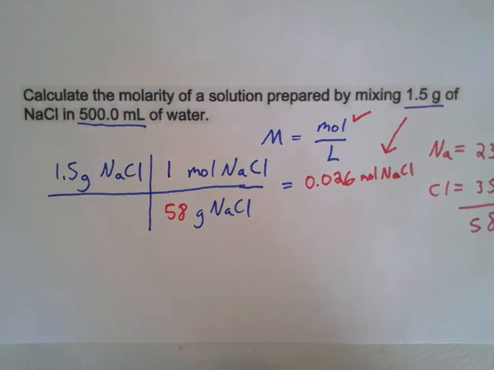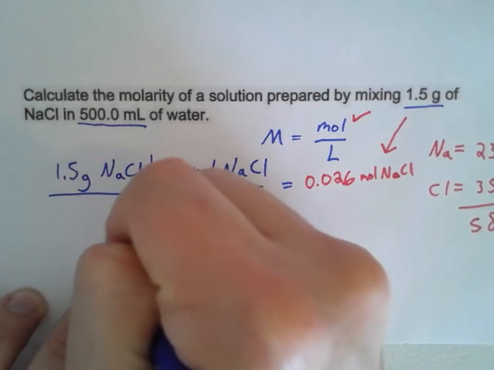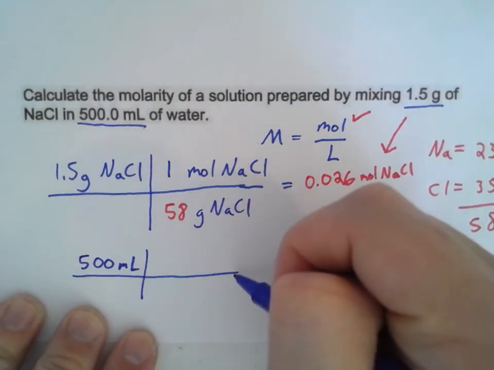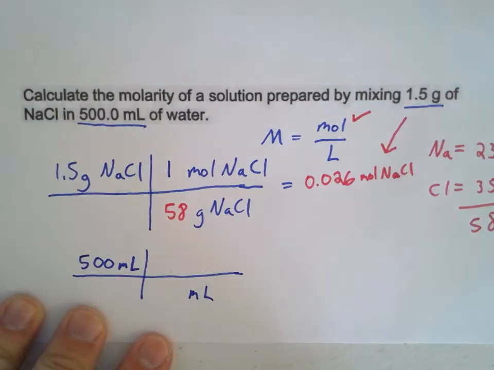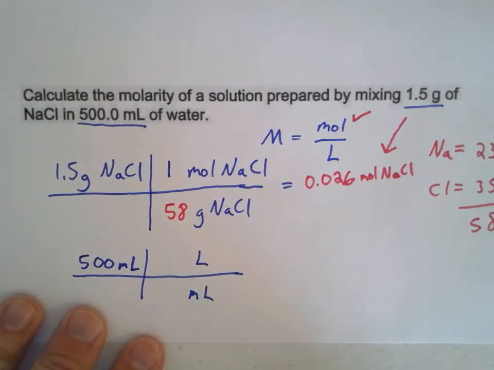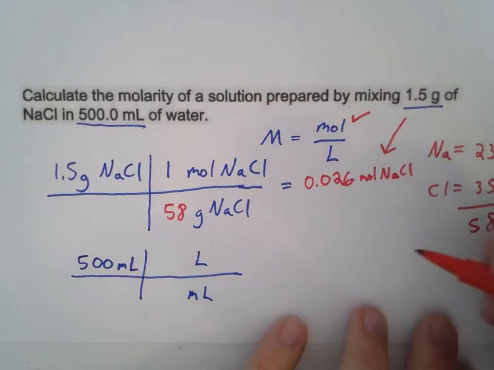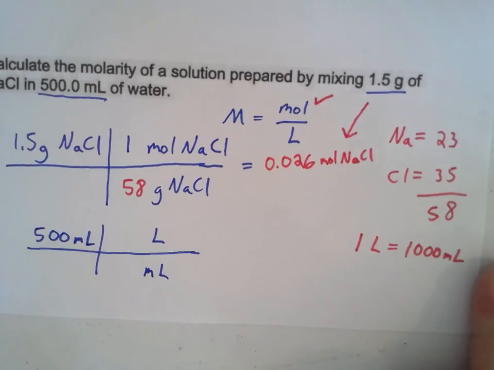Again, we mentioned earlier that you have to have liters. The number of milliliters given was 500. So we have 500 milliliters, and we're going to do another unit conversion chart. Milliliters on top, we'll put milliliters on the bottom in the next part of the chart. We're trying to get to liters. Now, a chemical conversion you probably used quite a bit throughout the year is that 1 liter is equal to 1,000 milliliters. So we're just going to use this conversion.